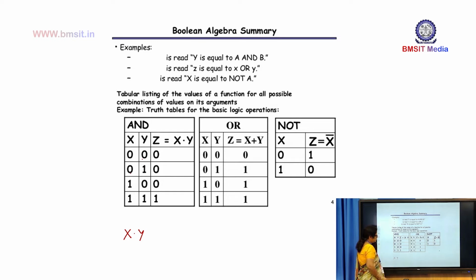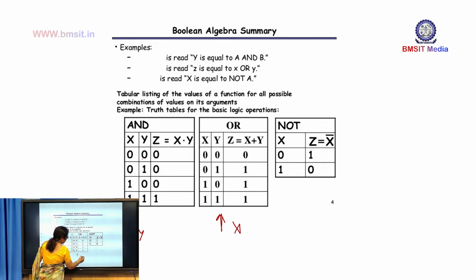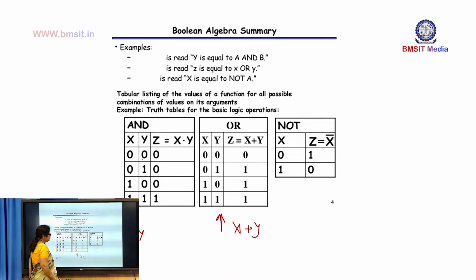Now the second table is for the OR function, which we also call Boolean addition. Here also two variables are taken, x or y, that is x plus y. The 4 combinations are written: 0 0, 0 1, 1 0, and 1 1. So 0 plus 0 is 0, 0 plus 1 is 1, 1 plus 0 is 1, 1 plus 1 is 1. These are the rules for Boolean addition.